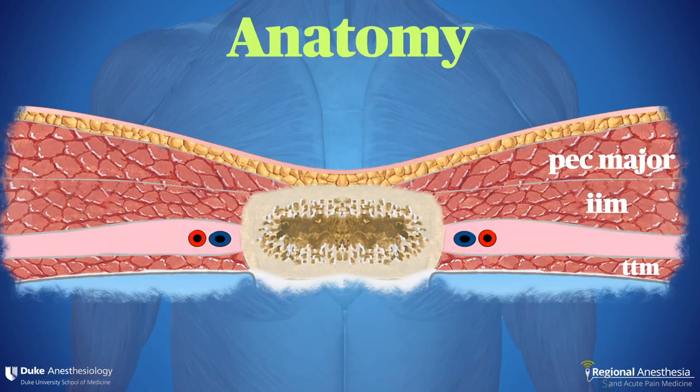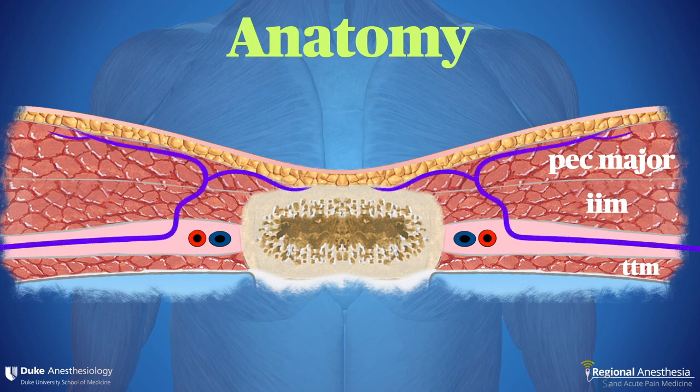Here's a cross-section of the sternum and parasternal structures. You can see the pec major and internal intercostal muscles attaching to the sternum. There's a neurovascular space, and then a final muscle, the transversus thoracis muscle. This muscle is fine, wispy, and often invisible to ultrasound, so what we frequently see deep to the neurovascular space is the pleura. The nerves travel around the chest deep to internal intercostal muscle, then pass superficially to innervate the skin, subcutaneous tissues, and the periosteum of the sternum.